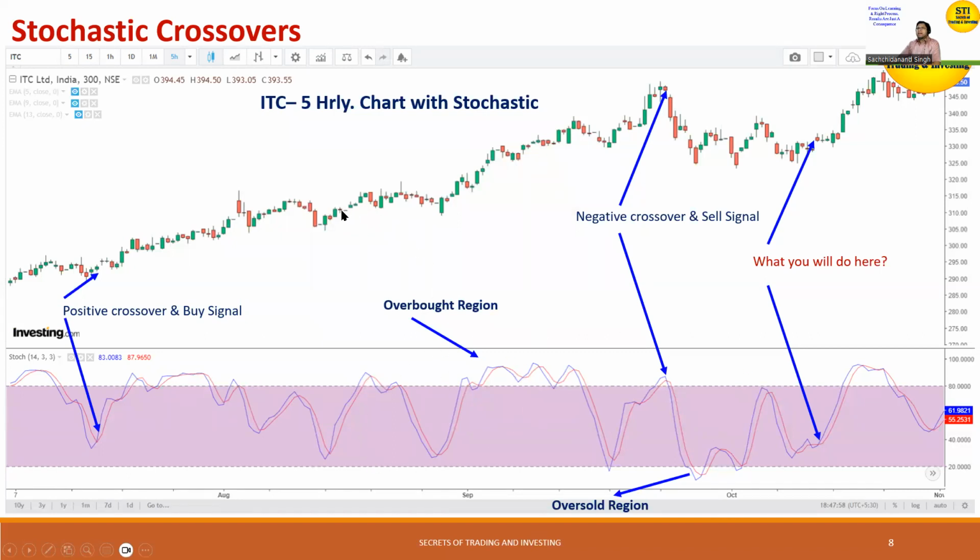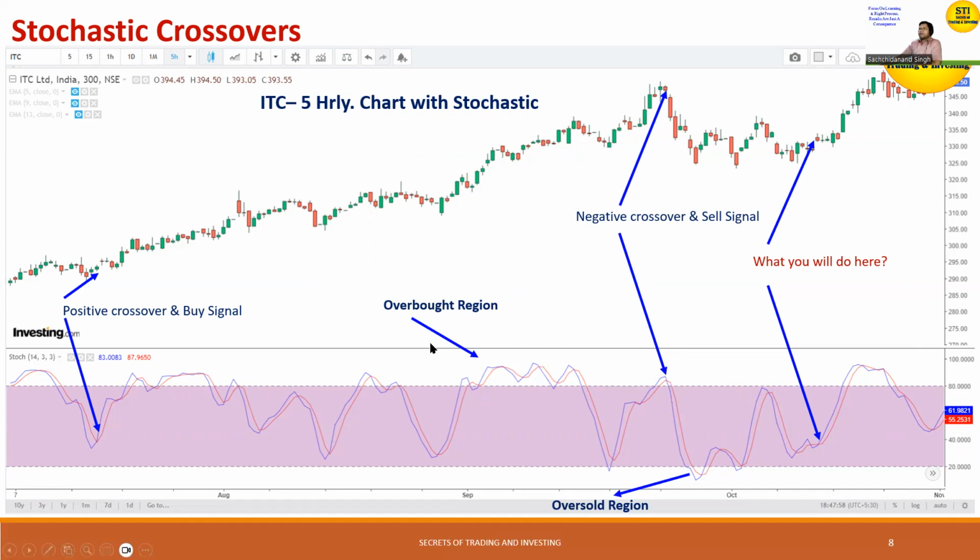This is another example, of stochastics. Stochastic is basically similar to the MACD, except we don't have a histogram line. And it shows similar characteristics. Whenever there is a positive crossover, that is the blue line crossing the red line in an upward direction, it is named a positive crossover, and it is a potential buy signal. And whenever the blue line is crossing down through the red line, that is called a negative crossover, and it's a potential sell signal.